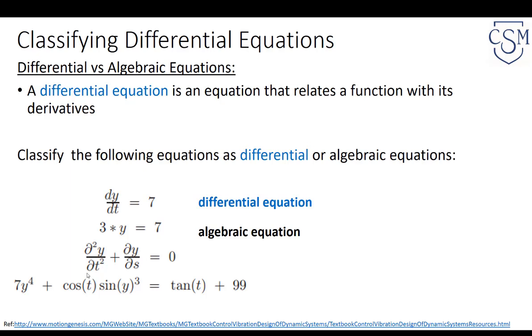In the third equation, we have the second partial derivative of y with respect to time plus the partial derivative of y with respect to s is equal to 0. Since we've got two derivatives, this is a differential equation. The final equation has no derivatives, therefore it is an algebraic expression.